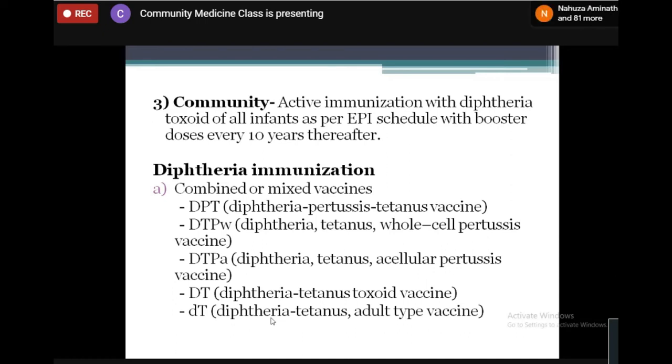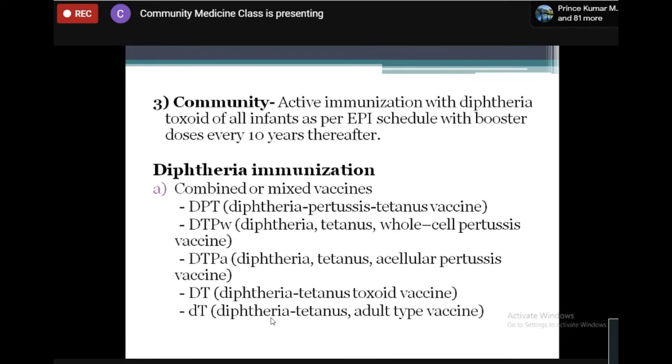And how is diphtheria immunization available in the market? It comes in combined or mixed vaccine form like DPT, diphtheria, pertussis, tetanus vaccine. Now, in the book it is not mentioned, but it is available in the market as pentavalent. Please note down pentavalent vaccine. This pentavalent vaccine consists of DPT, diphtheria, pertussis, tetanus. Along with that, it also contains hepatitis B vaccine, and Haemophilus influenzae type B, capital H, small i, small b. Okay, Haemophilus influenzae type B.